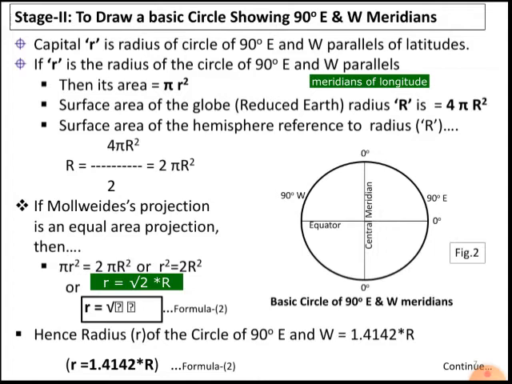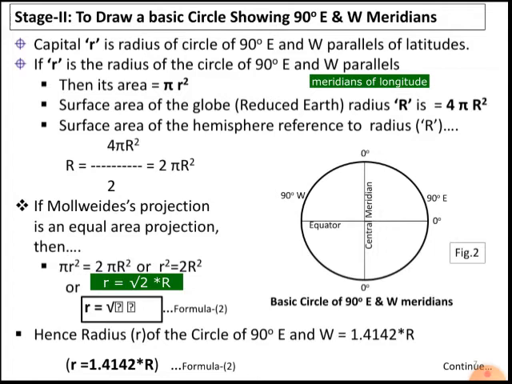Actually, it is a, sorry, there should be the meridian. 90° east and 90° west meridian should be, it is the half of the hemisphere. Okay, so that is why you have to find out the small r, that is the radius of the basic circle.